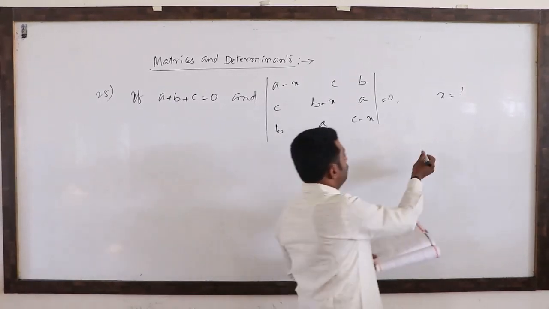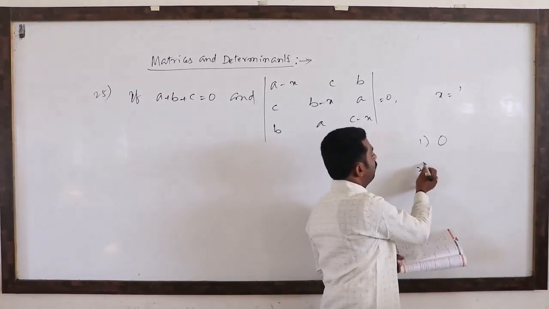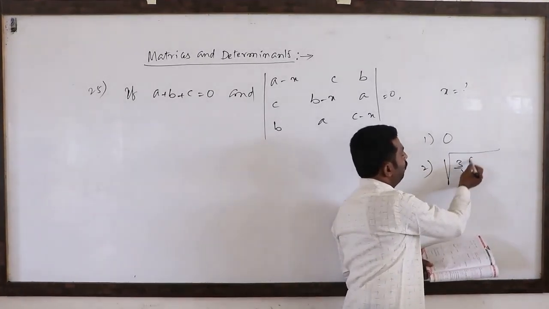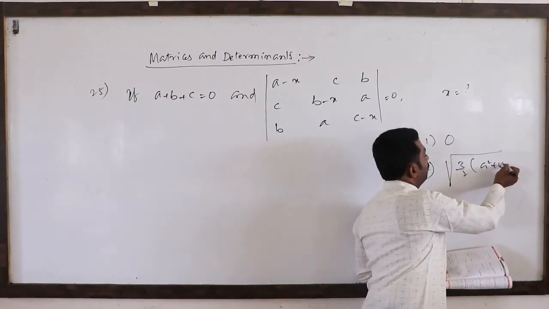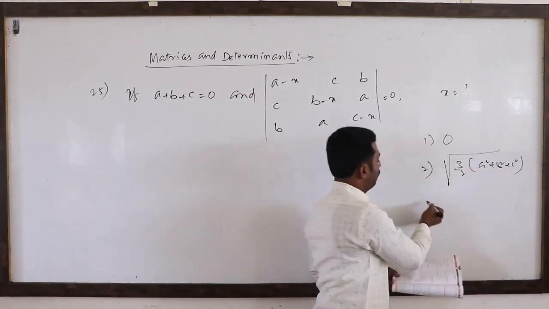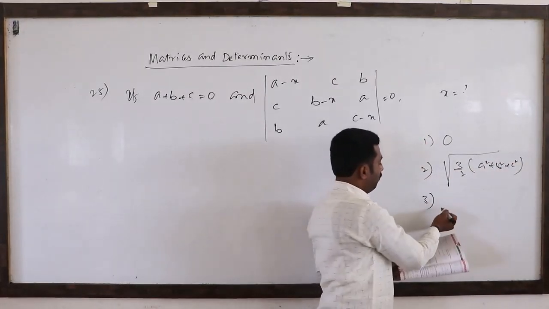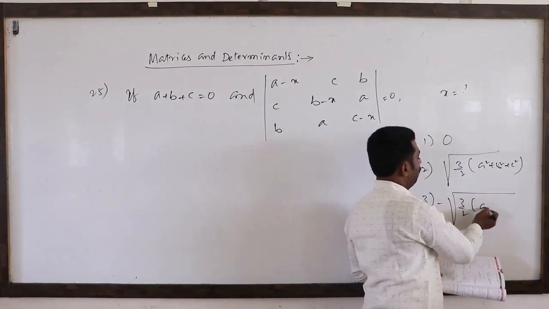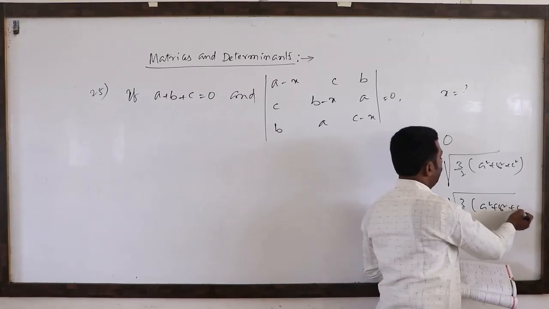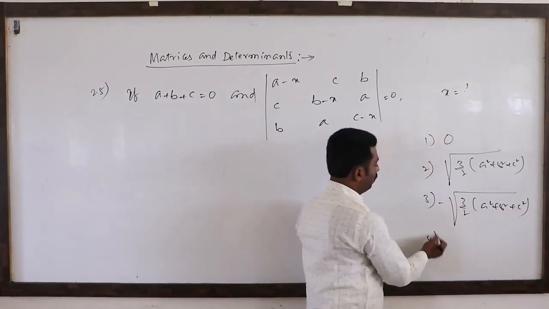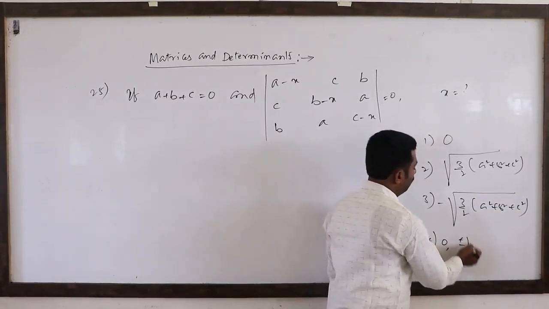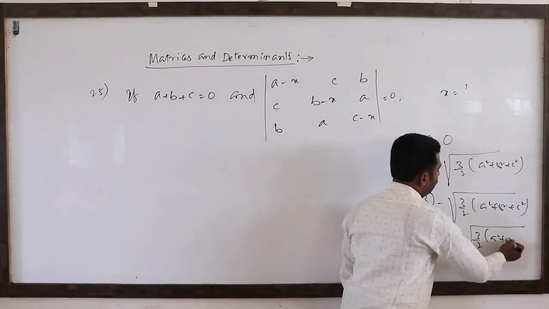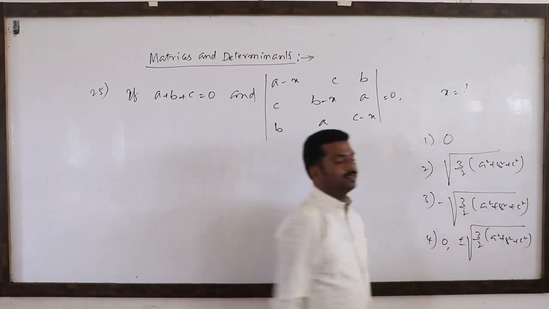So we will observe the options. The first option is 0. The second option is root of 3 by 2 into A square plus B square plus C square. The third option is minus root of 3 by 2 into A square plus B square plus C square. The fourth option is 0 comma plus or minus 3 by 2 into A square plus B square plus C square.